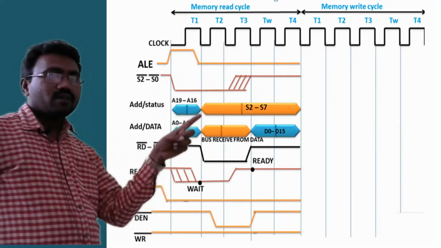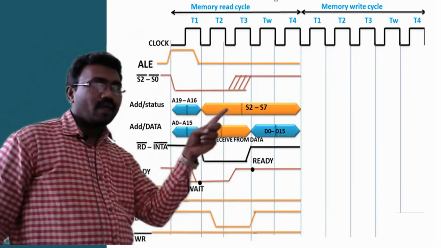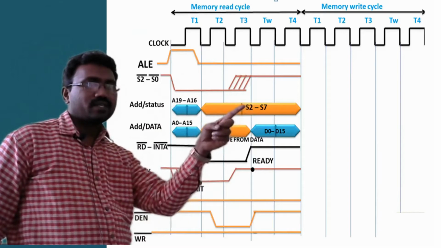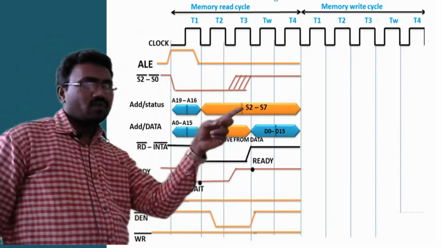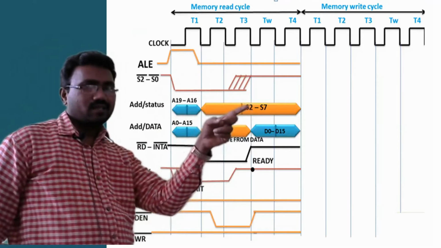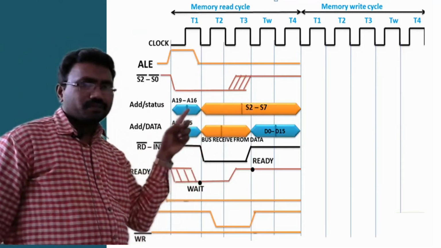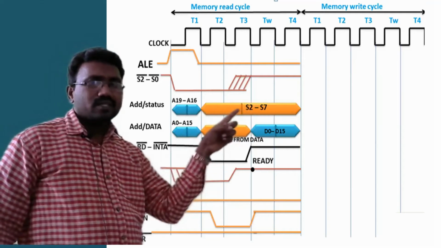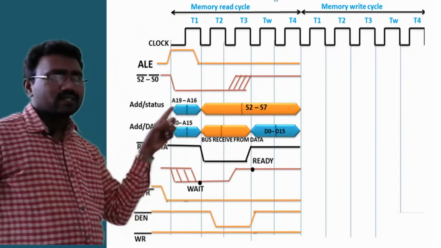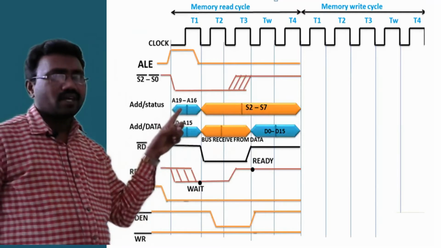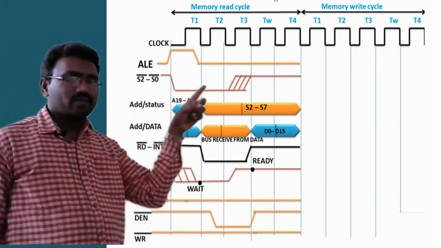After T1, during T2, T3, T4, the status signals are enabled: S3, S4, S5, S6, S7. After T1 the lines are carrying status signals, whereas during T1 the address lines are carrying the address. That's the difference. S0 bar, S1 bar, S2 bar are the signals in maximum mode.